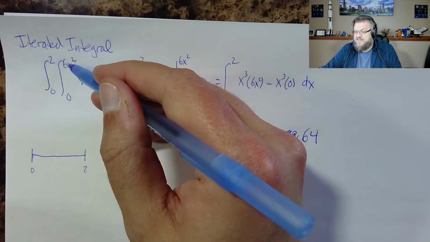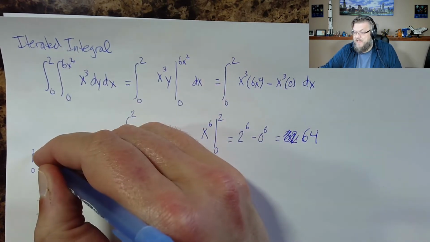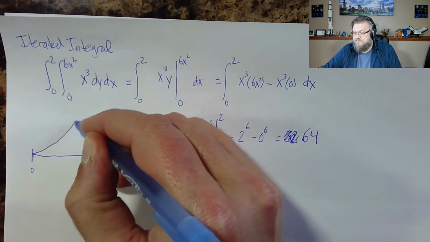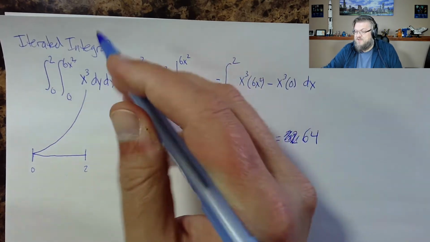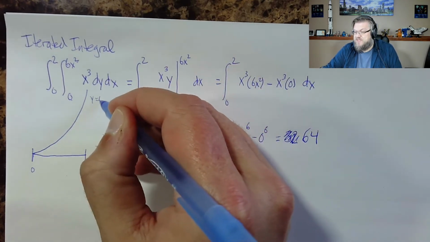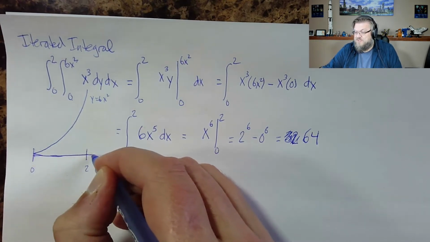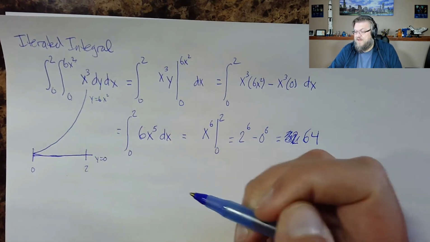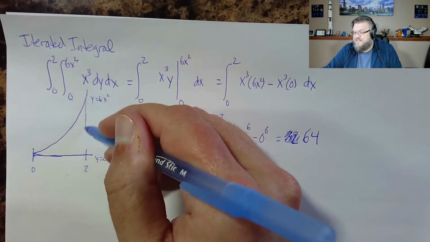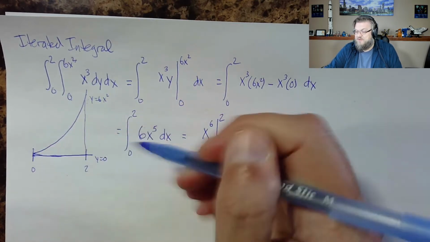So now think about that. 6x squared is actually a parabola, right? And so this is y equals 6x squared. This, of course, this line is y equals 0, right? And this is x equals 2 and x equals 0.